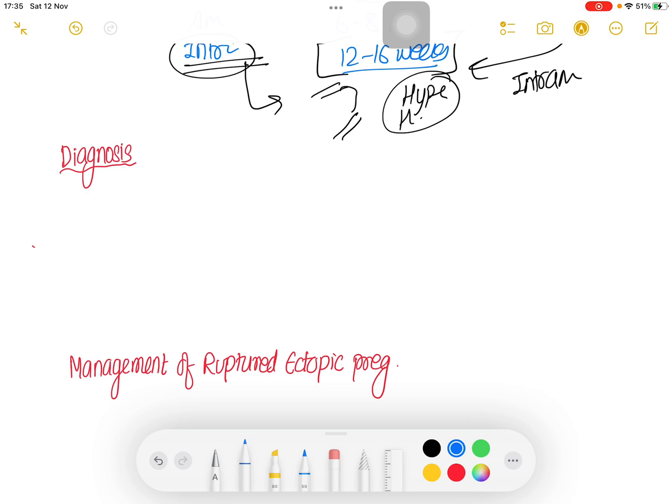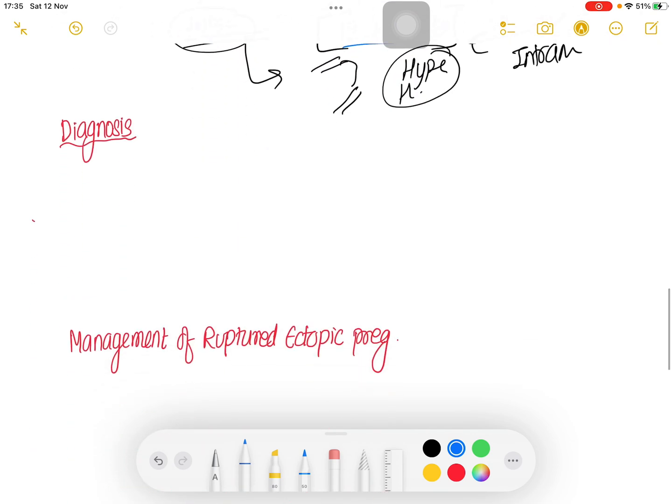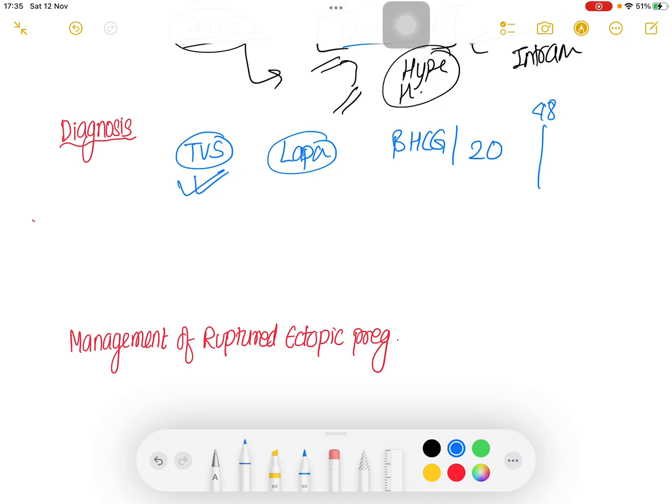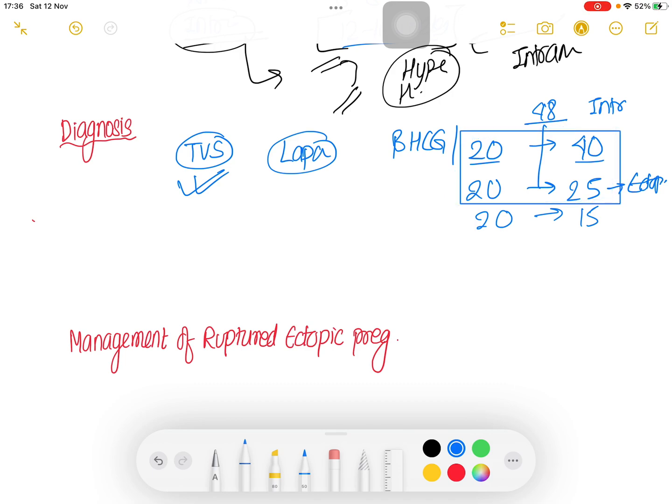So for the diagnosis, transvaginal sonography is mainly the choice. Laparoscopy is the best choice, but normally TVS is done. We can also check the beta hCG level. If the value is 20, then after 48 hours it must double. If it doubles, like 20 becoming 40, then it is an intrauterine pregnancy. If it cannot double, like 25, then there is a chance of ectopic pregnancy. And if it decreases, then there is a chance of a failing pregnancy. So for ectopic pregnancy, after 48 hours it cannot double.